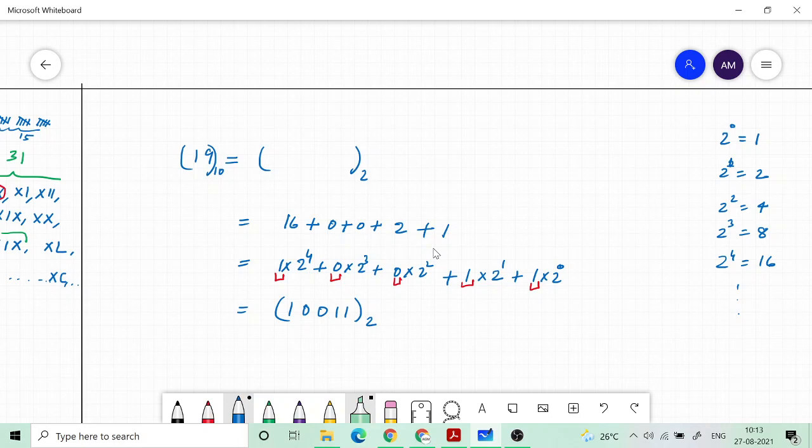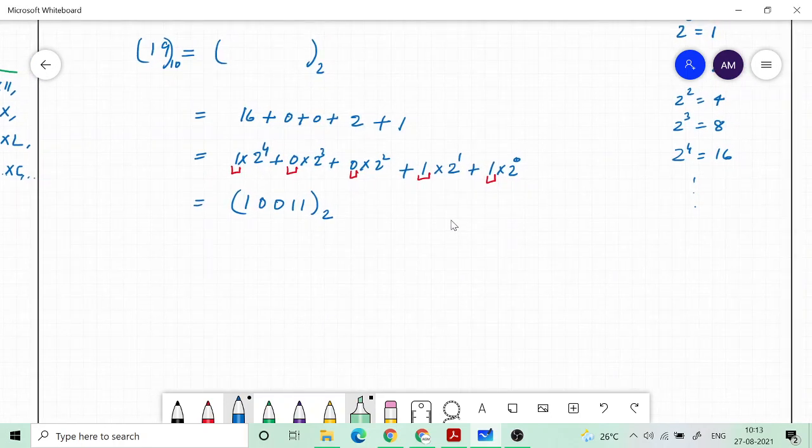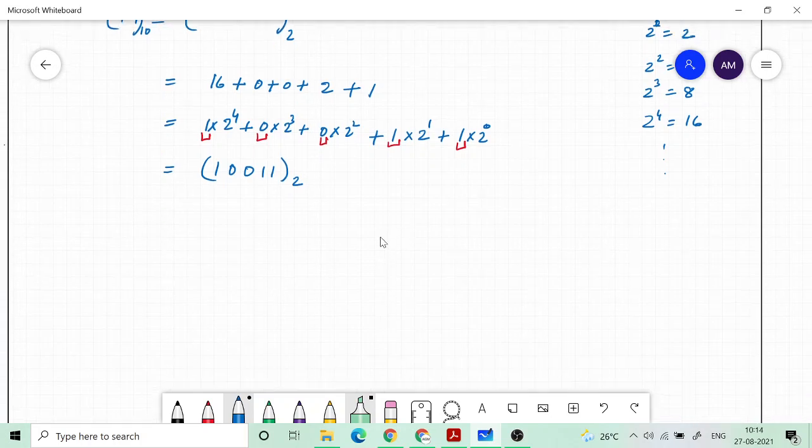So this concept is very convenient to convert. If you know the concept behind the number system, it is very easy to convert the given number from base 2 to base 10, or decimal to binary, or binary to decimal. Okay, let's take one more example.